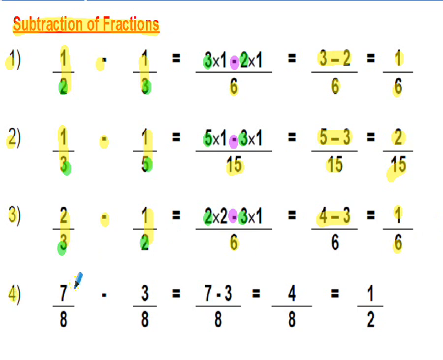And finally, question 4. We're asked to calculate 7 upon 8 minus 3 upon 8. Now, because the denominators in this case are already the same, they're both 8, we simply subtract the numerators. So it's simply 7 minus 3. So that's 4 upon 8, which cancels to 1 upon a half. So that's how we undertake subtraction of fractions using numerical values.